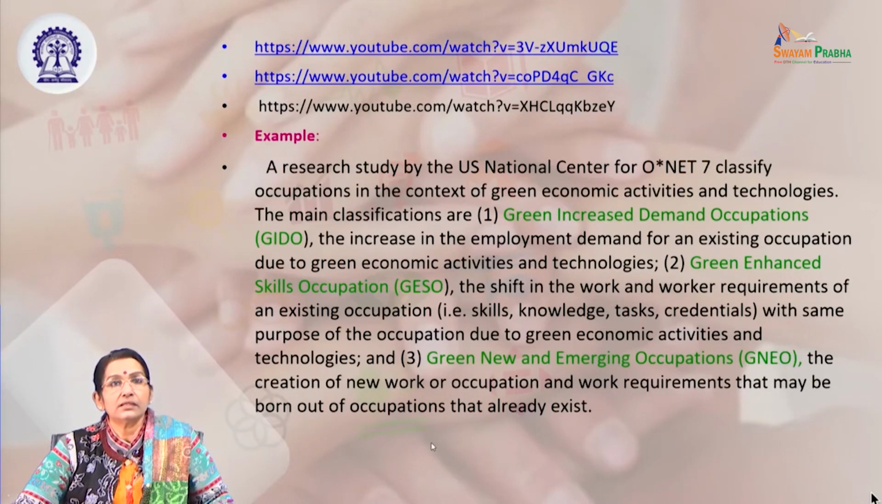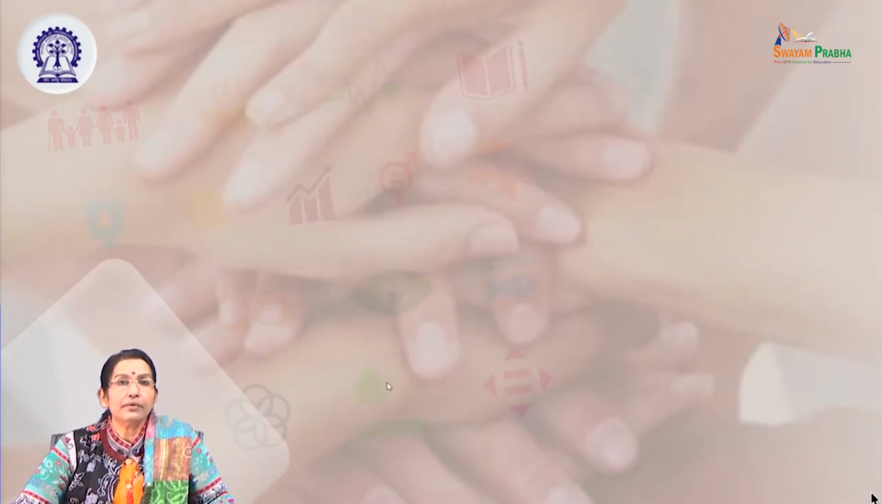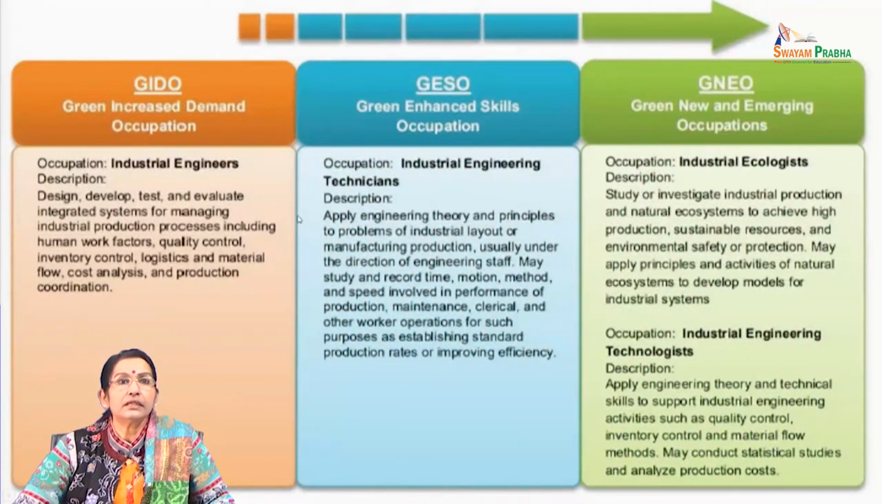So, this is the case study, this is an example done by some company. From there we can also adopt some of the things. Now, next is how they have approached it. For example, a green increased demand occupation is industrial engineers. It is just an example, industrial engineers.